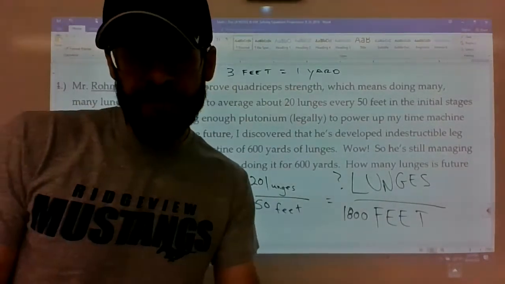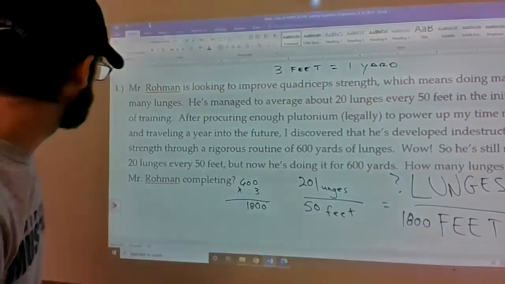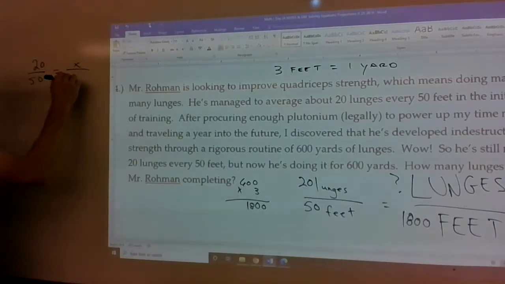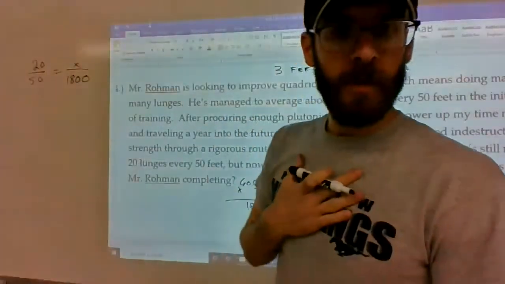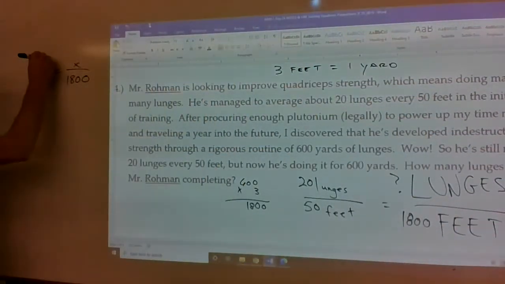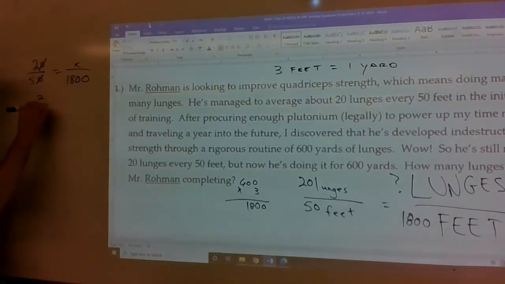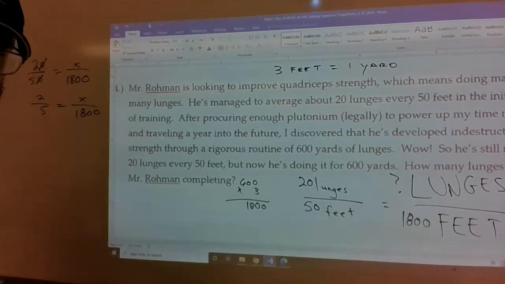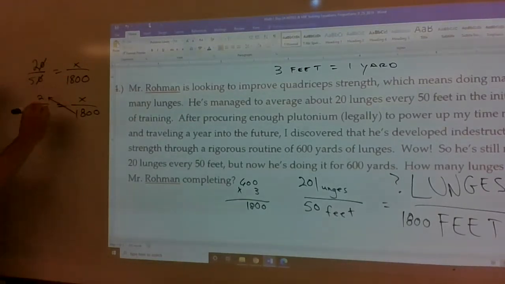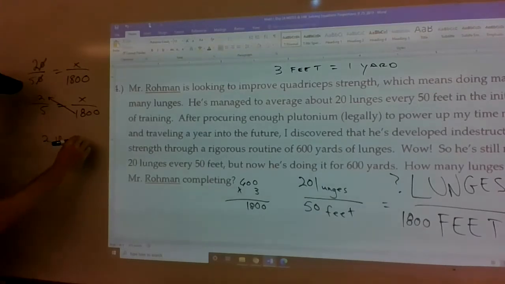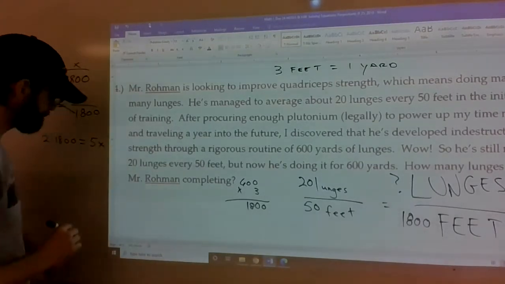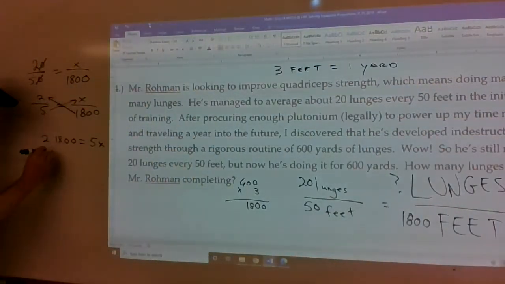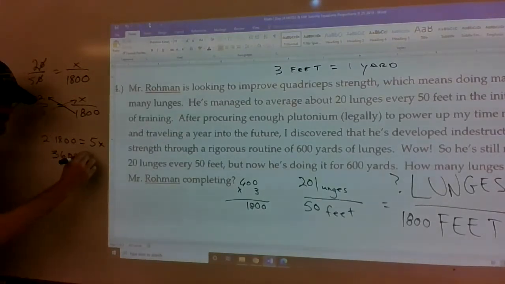All right, so I'm going to rewrite this off to the side. And I can simplify 20 over 50. Divide the top by 10 and the bottom by 10, and it's 2/5. Nothing else to simplify, so now I'm going to cross multiply. 2 times 1800, that's set equal to 5 times x. Double 18 is 3600 with the 2 zeros equals 5x.